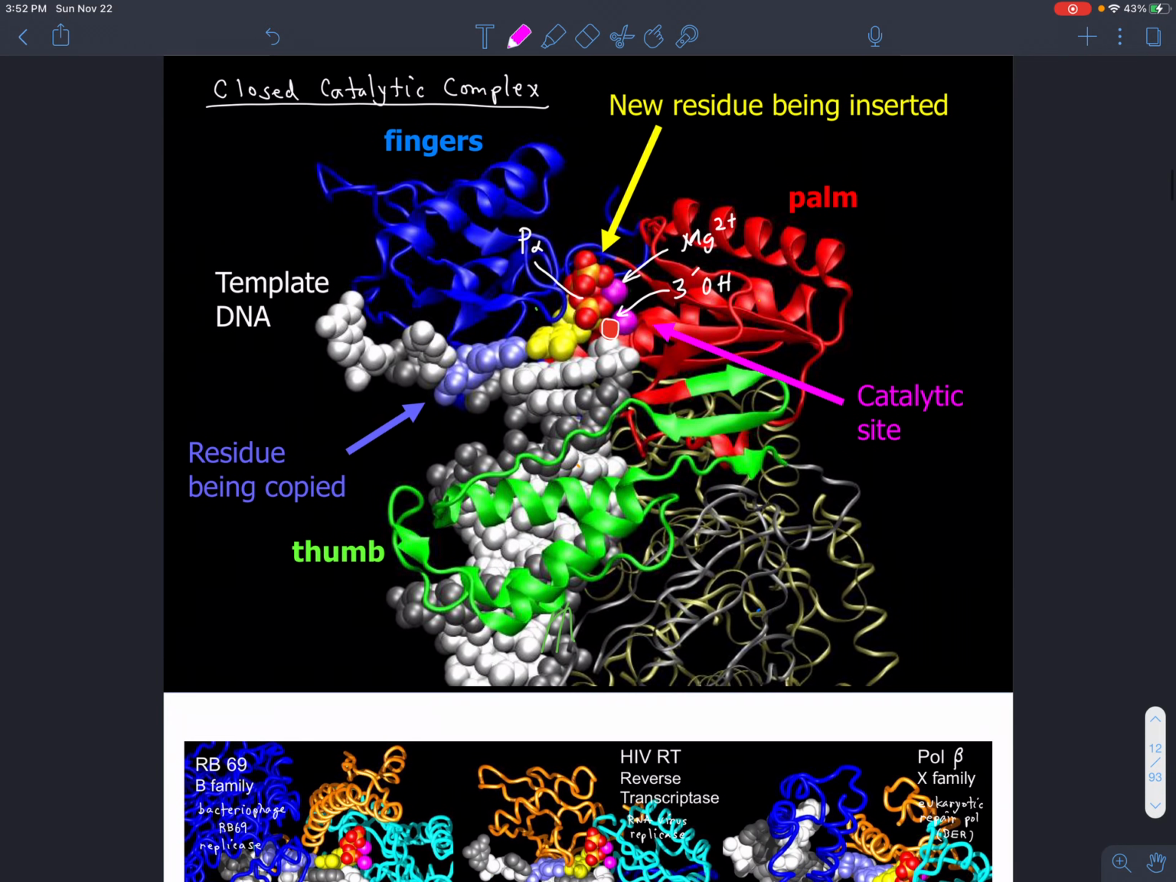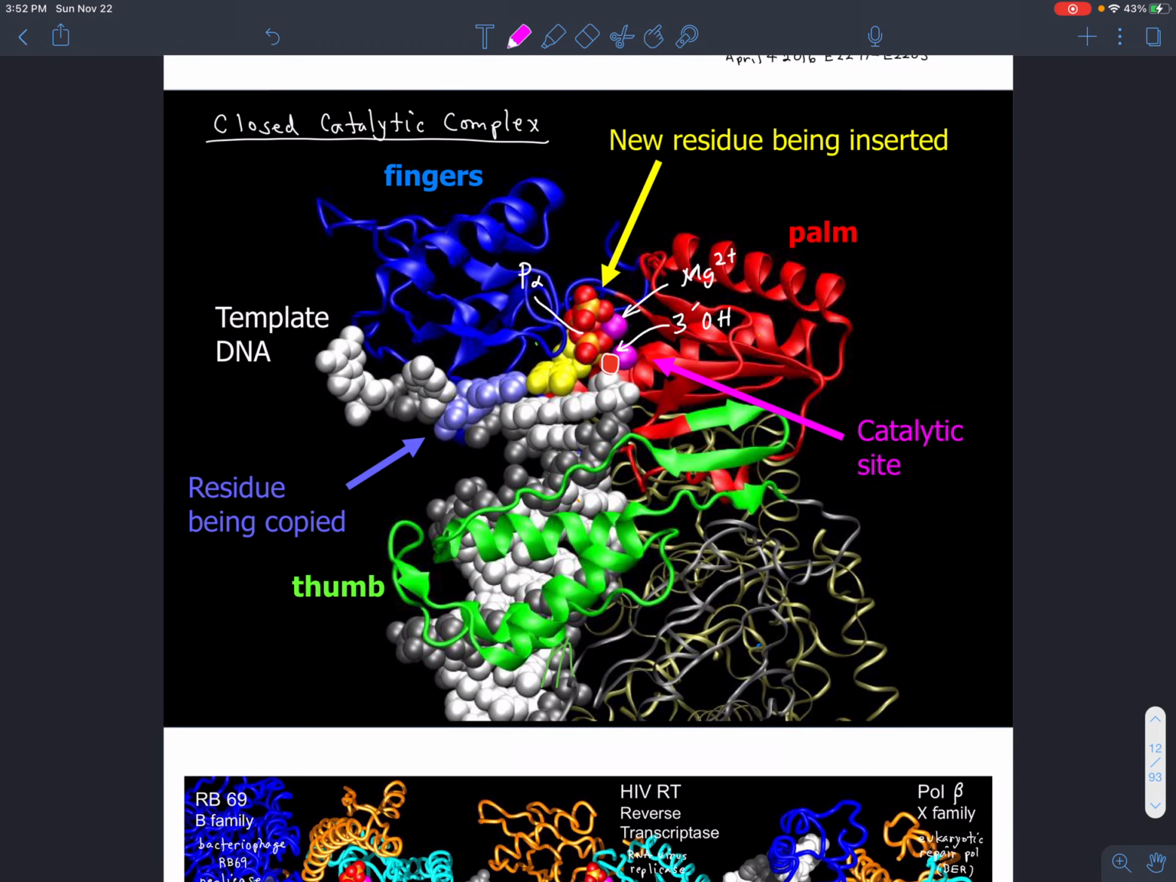Okay, here's the actual structure of the polymerase. And I'll take some time talking about this because it's important that everybody have in their mind this structure. Otherwise, a lot of what I'm going to say afterwards isn't going to make any sense. First of all, here's the DNA. Here's the DNA double helix.